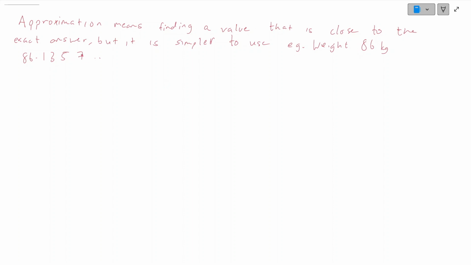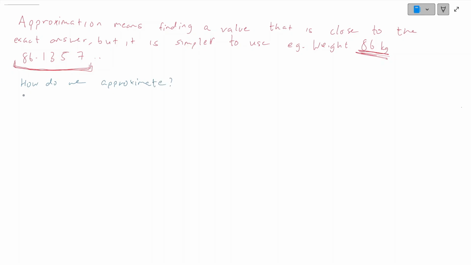But when someone asks me what my weight is, do I give them this figure right here? No, I give them this figure, because I'm approximating that weight into a much simpler weight that I can use. And that is because this very exact answer is not needed. It won't make a difference if I tell you I'm 86.1357 or that I'm just 86 kilograms. That is why we approximate. And then the question comes, how do we approximate?